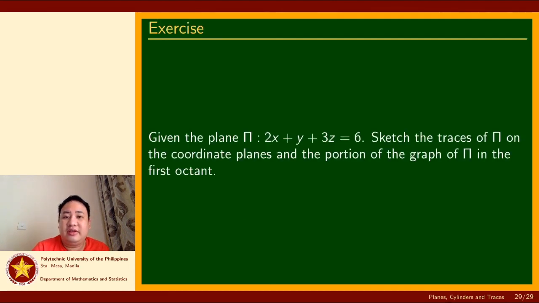Okay? As an exercise, you may want to do the following. Given the plane pi, whose equation is 2x plus y plus 3z equals 6, I want you to sketch the traces of pi on the coordinate planes. What are the coordinate planes? xy, yz, xz. And using these pieces together, I want you to sketch the portion of the graph of the plane that is in the first octant. Okay? See you in the next video.